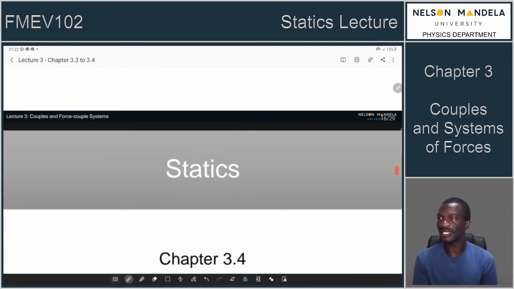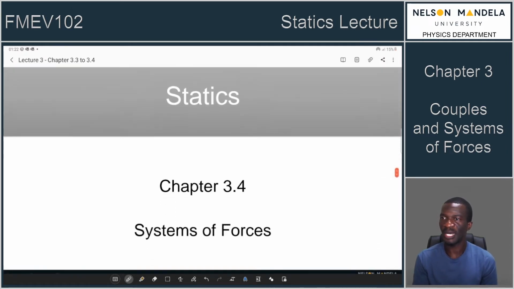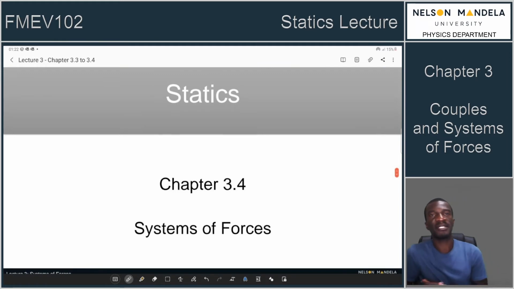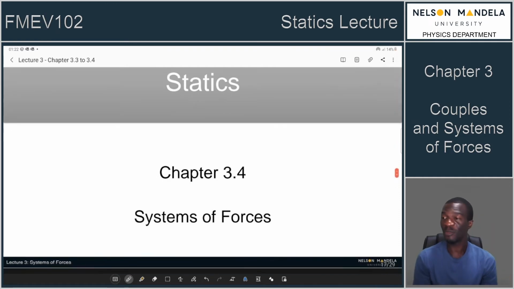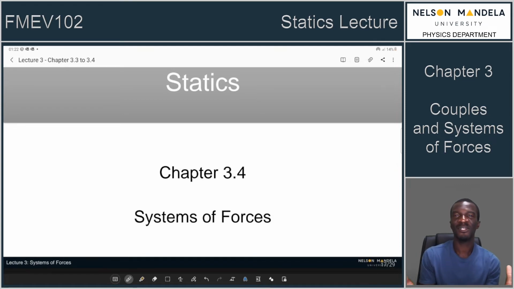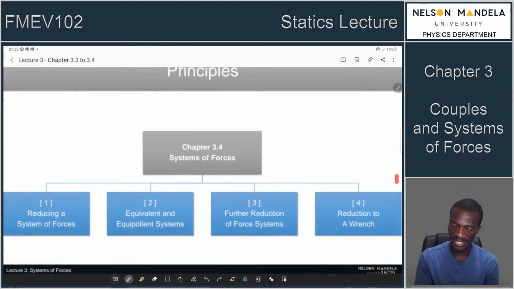So basically that covers your first part, chapter 3.3, where you're looking at the moments that are generated by a couple and how to replace a system with a what? With a force and a couple. Now 3.4 is just looking at three different points along the systems of forces that you're now generating.